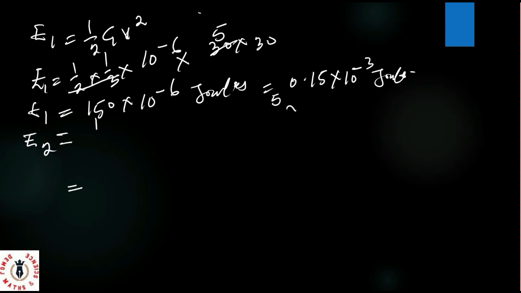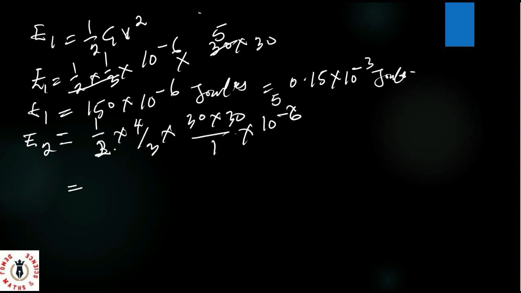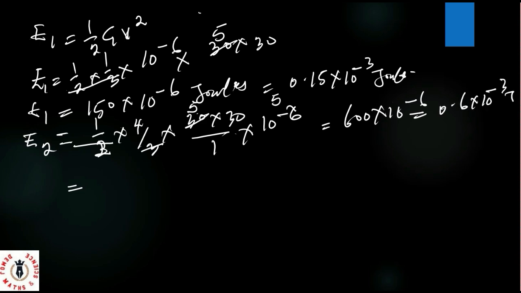So that my E2 will be the same thing as half times C2. C2 is 4 over 3 times V, here is half, this is 1 over 2, times V squared, that's 30 times 30 over 1 times 10 raised to the power minus 6. 2 and 3, that's 6. 6 here, that's 5. 4 times 5, that's 20. 20 times 30, that's 600 times 10 raised to the power minus 6, which is the same thing as, I can easily write this as 0.6 times 10 raised to the power minus 3 joules.